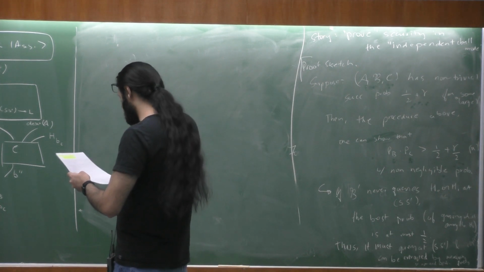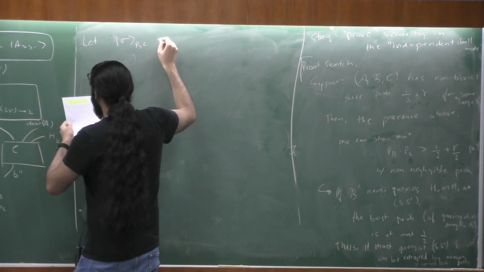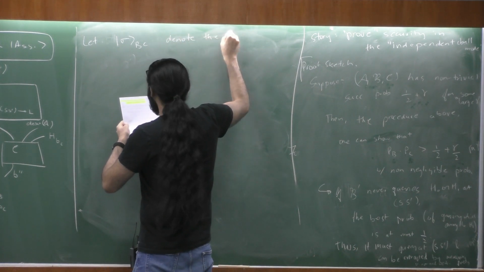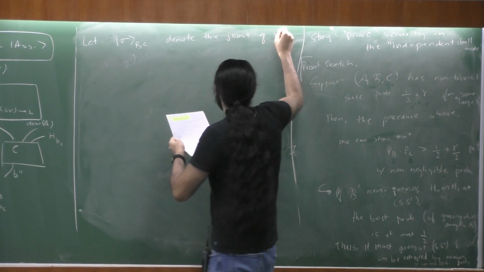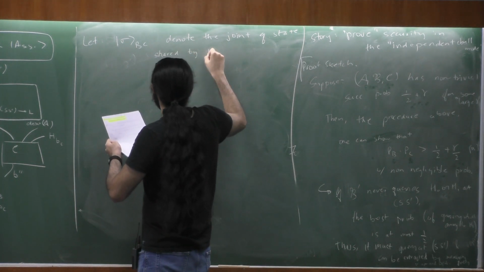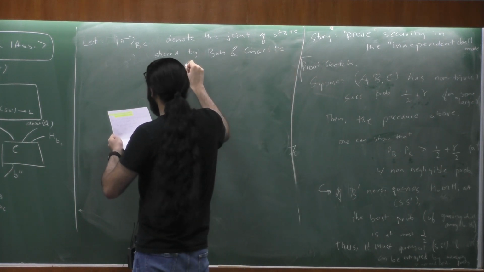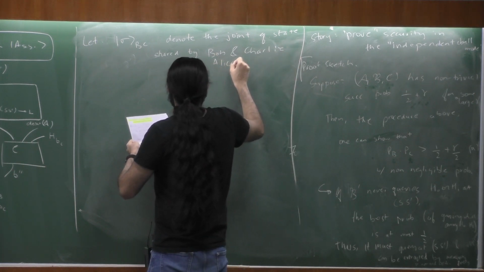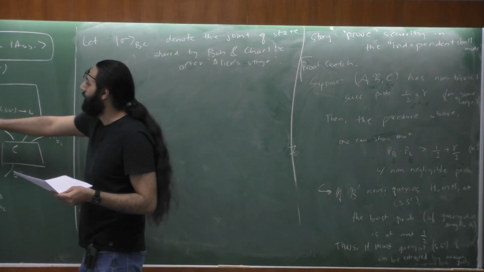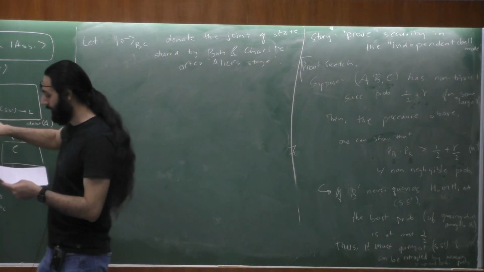Okay, so these are chosen randomly. And then we let sigma BC denote the joint state shared by Bob and Charlie after Alice's stage. Alice's stage meaning, after Alice has done the output. So we are assuming that the state here is sigma BC, right here. Okay.